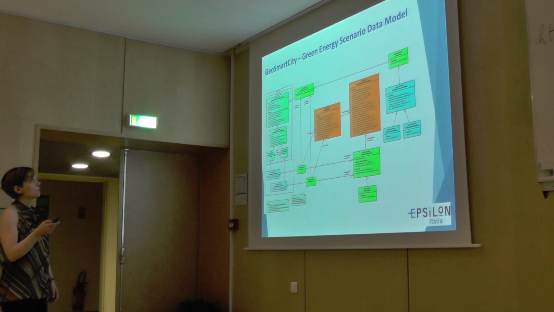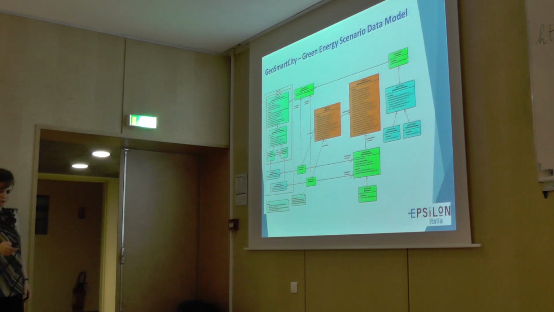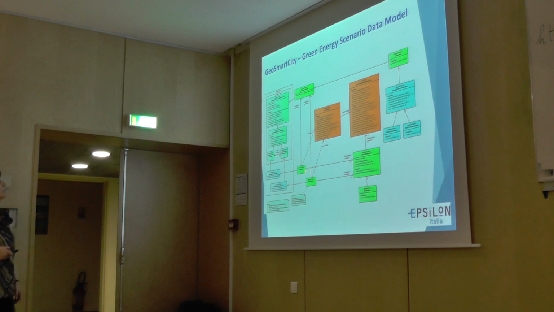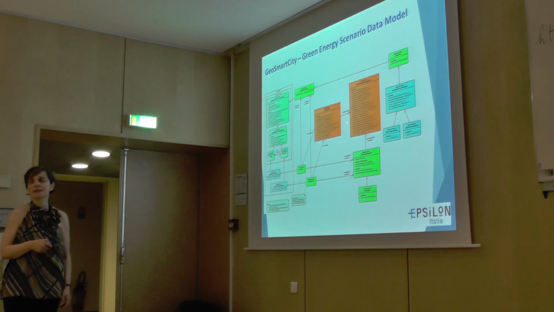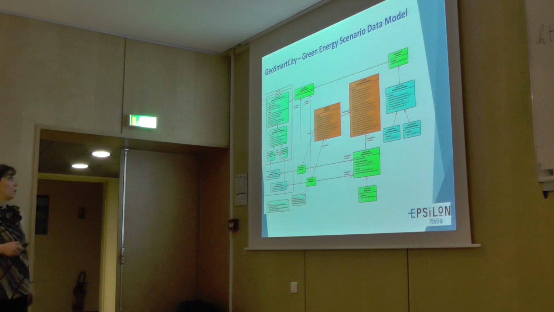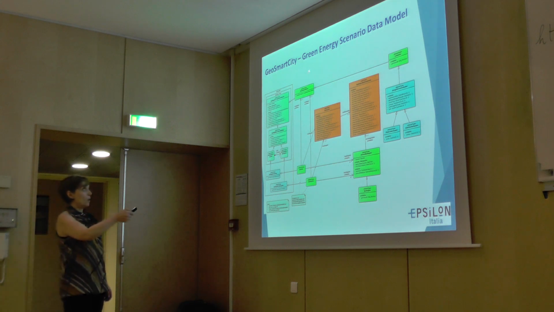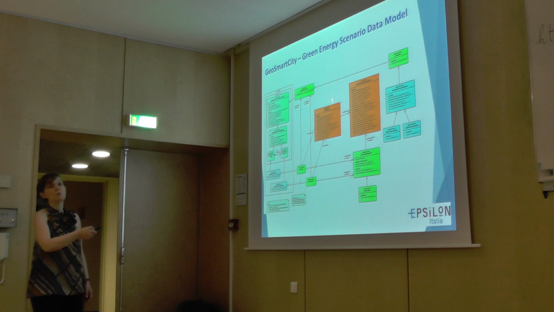This is the green energy scenario data model. So double inheritance was solved just by transforming the feature type into a data type. So that the double inheritance for the building, you can see it here, because the feature type BuildingInfo has been transformed into a data type in our extended model. So simply we will have in the building an attribute BuildingInfo with all these properties available.